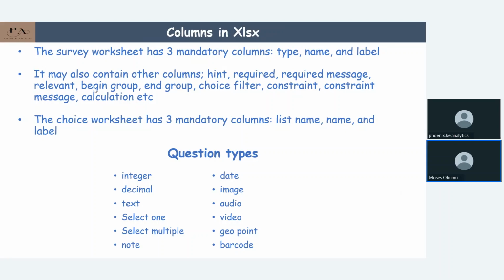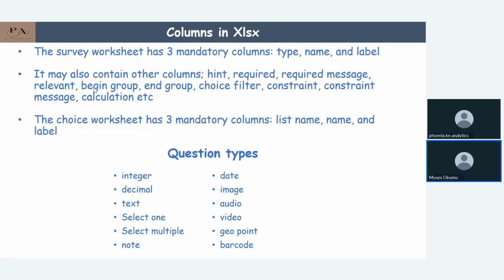Select one. Select one is a question like, did it rain? So it either rained or it never rained. So it's a yes or no. You can't respond to yes and no at the same time. So select one restricts you to only one kind of response. Of course, we have select multiple. I'd given you an example of select multiple.